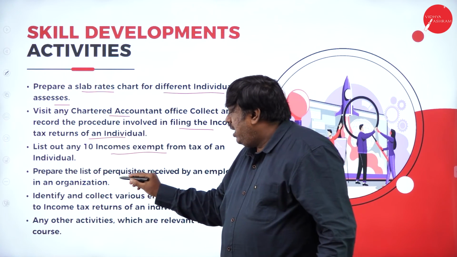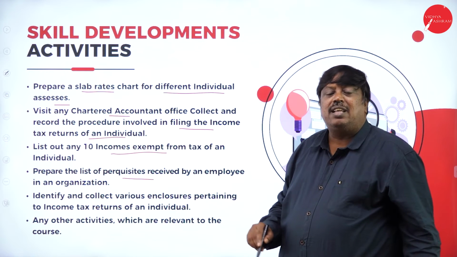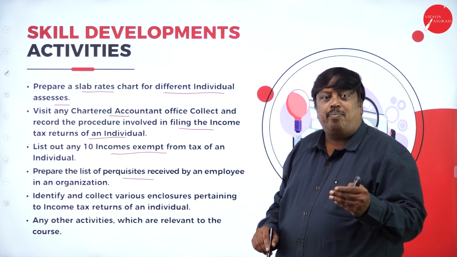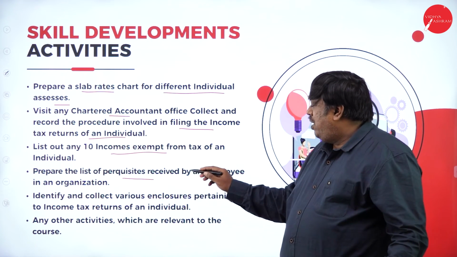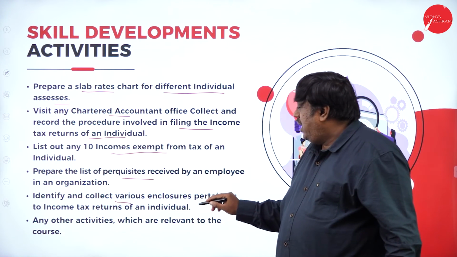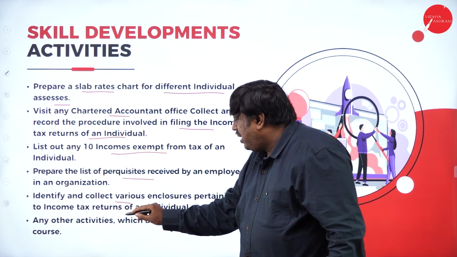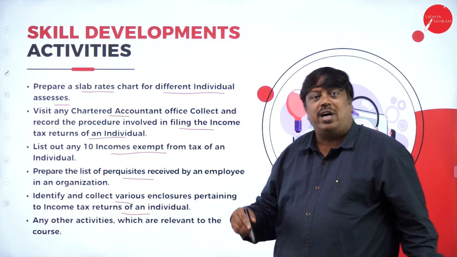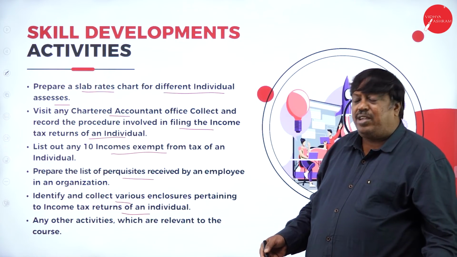And next, let us learn the perquisites, the benefits received by an employee from his employer. We will prepare a chart on that. And next, let us identify and collect various enclosures pertaining to the income tax returns, that is ITR 1, ITR 2, ITR 3, the income tax return forms we have to discuss.